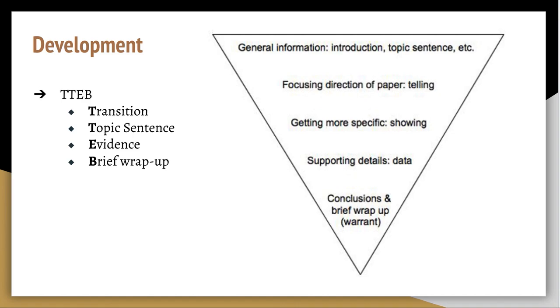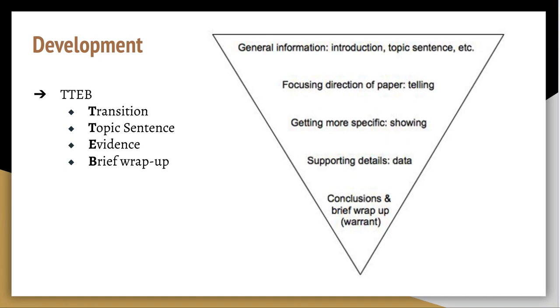The third component about strong paragraph writing that we'll cover today is the idea of development. Well-developed paragraphs ensure that the topic of a paragraph, which is introduced by a topic sentence, of course, is discussed fully and adequately. A good paragraph will contain the following four elements. You can think of the acronym TTEB: transition, topic sentence, evidence, and brief wrap-up.